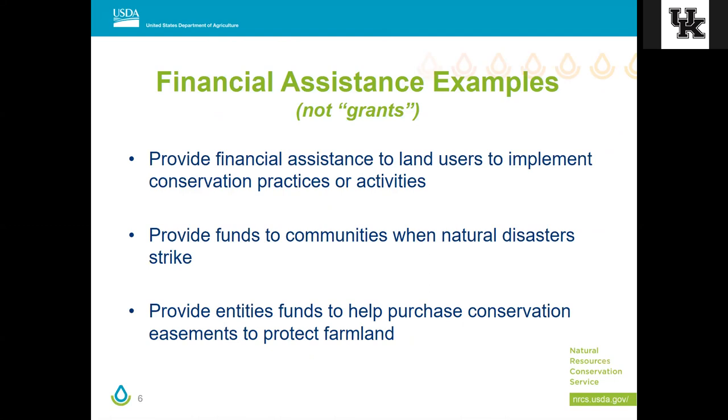We can work with land users to implement the conservation practices or activities that have been identified in the plan. We also have other programs that you don't hear a lot about. We have an Emergency Watershed Protection Program, or EWP, where we can provide funds to communities when natural disasters strike. So all this rain that we've had in the last few years, if a road washes out and a school bus can't get across it, we might be able to help that community get that road back in place and protect it for future use.